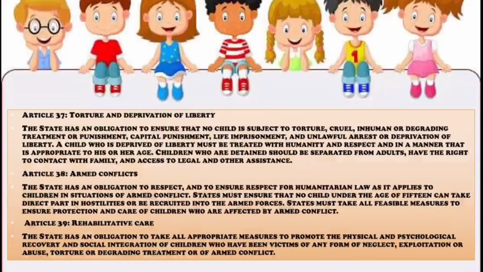In Article 37, torture and deprivation of liberty. In Article 37, every child deprived of his or her liberty shall have the right to prompt access to legal and other appropriate assistance, as well as the right to challenge the legality of the deprivation of his or her liberty before a court or other competent, independent, and impartial authority, and to a prompt decision on any such action.